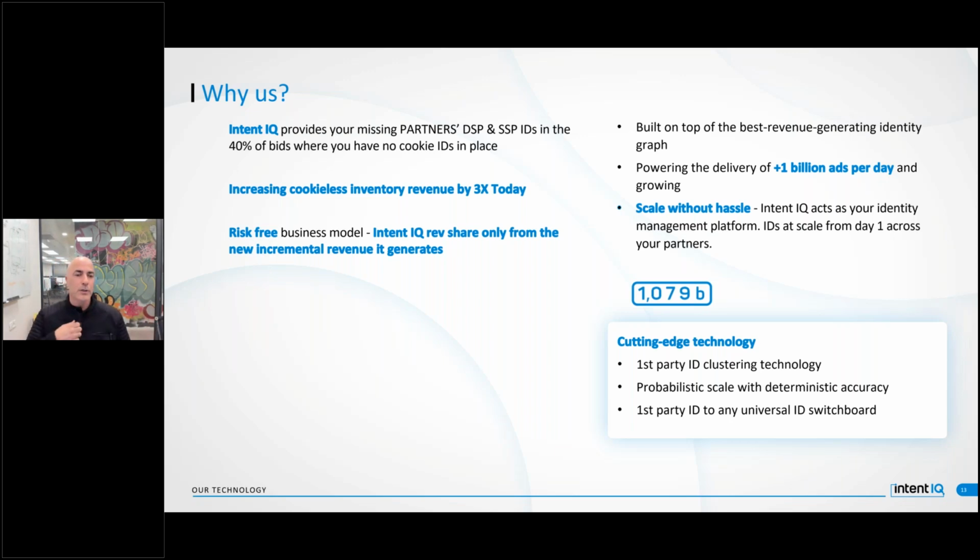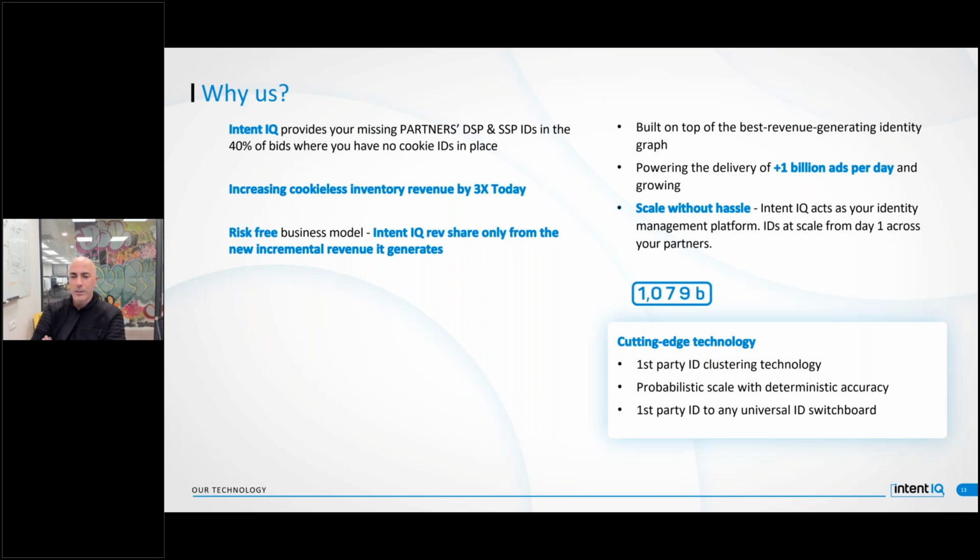So thinking on the future, Chrome walking the same way of Safari, not having third-party cookie, would be facing the same result. Just a few words about business model. This is a risk-free business model where IntentIQ rev share only from the new incremental revenue generated. So you are not paying for anything other than new incremental revenue being generated. Okay, it's somehow affecting my screen. Built on top of the best revenue generating identity graph, powering the delivery of 1 billion ads and growing today.